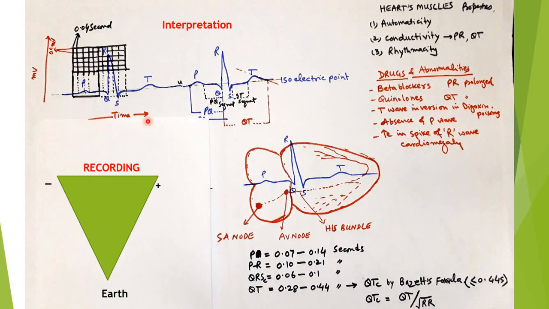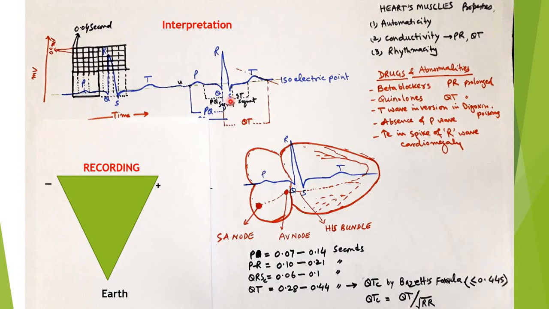Now, there are certain time intervals. From the start of the P wave till the end of the Q wave or R wave is called the PR interval. Like here I wrote, from the start of the P wave till the end of the Q wave or R wave. This is the PR interval, or PQ interval.